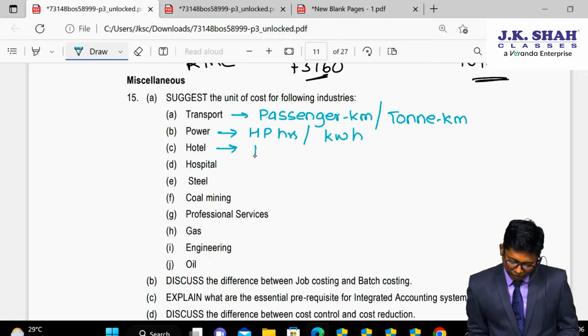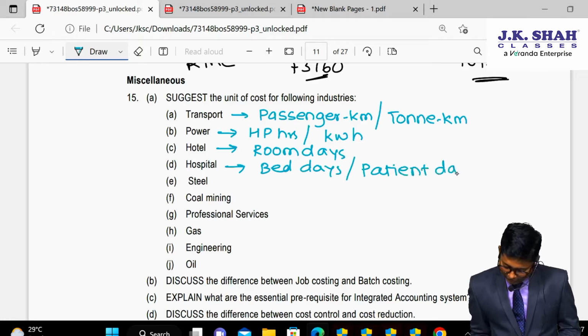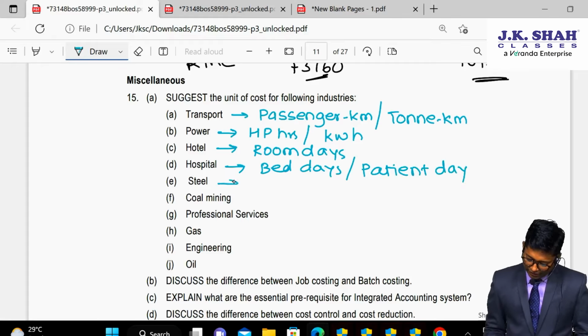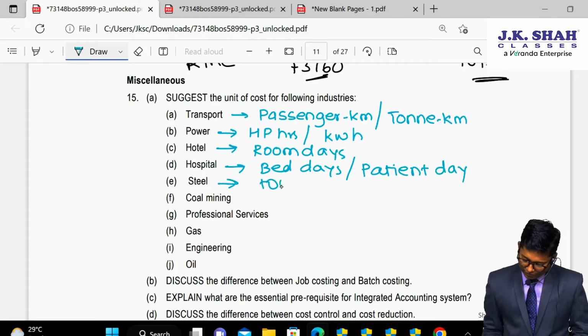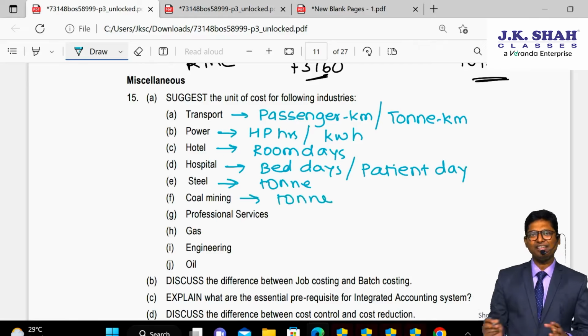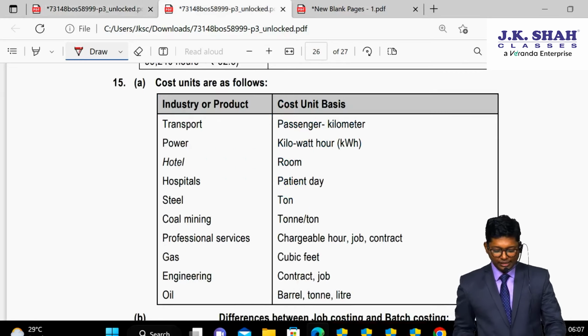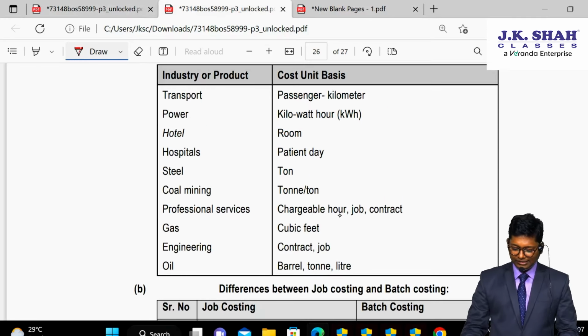If you are dealing with a hotel, you should consider room days. If you are dealing with a hospital, you should consider bed days. If bed days are not available, they are also called patient days. In steel manufacturing industries, you need to consider tons. In coal mining, again you need to consider ton or any other unit which is suitable for that industry. You can see, in the given information, the same thing is given.